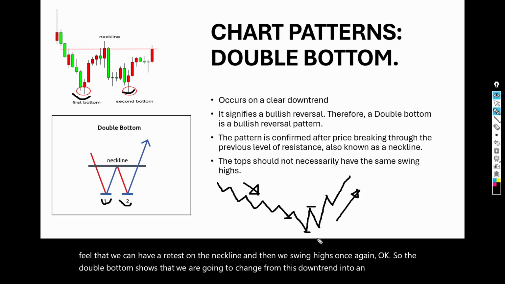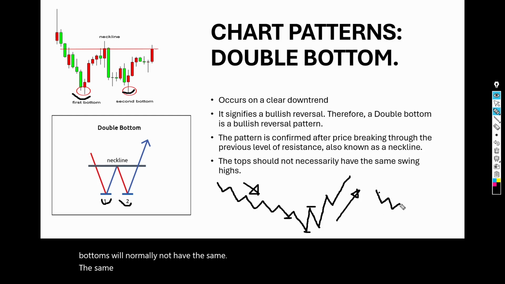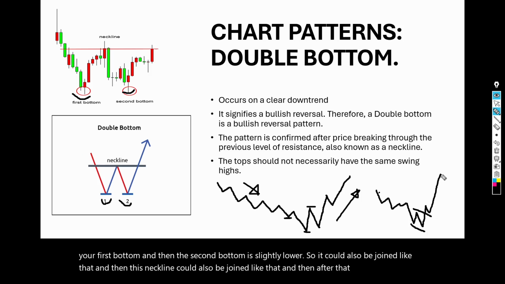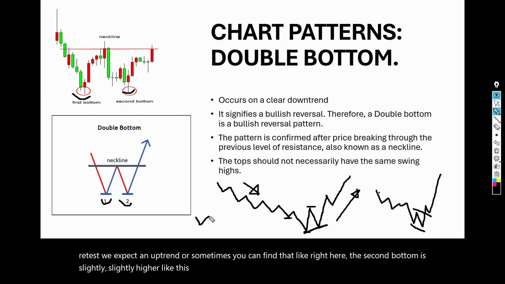So these bottoms will normally not have the same lows. For example, you can find that on a clear downtrend, you form your first bottom, then the second bottom is slightly lower, so it could also be joined like that, and then this neckline could also be joined like that, and then after the break and the retest, we expect an uptrend. Or sometimes you can find that, like right here, the second bottom is slightly higher like this, or sometimes you can find that these bottoms are equal like that.